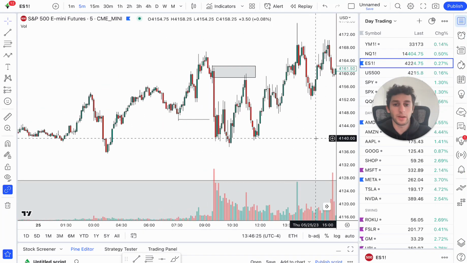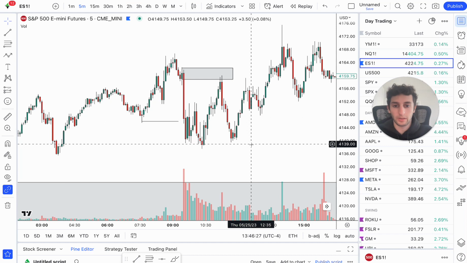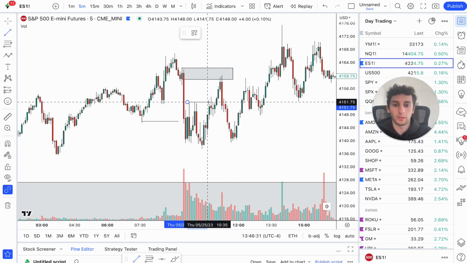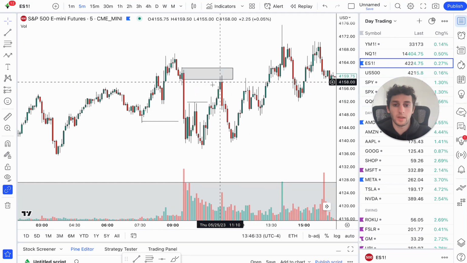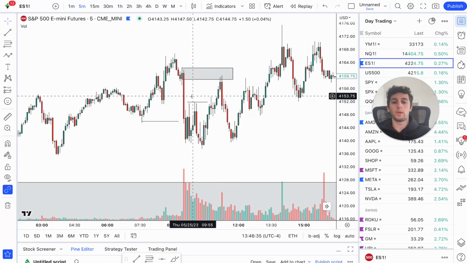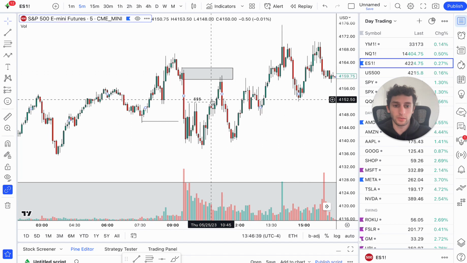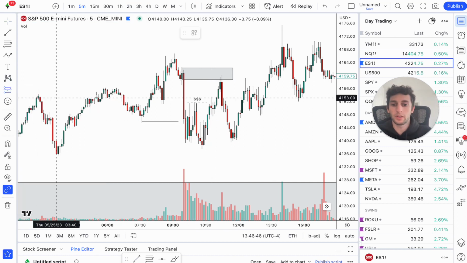And then let's say there's a few different ways we can do this. Let's say we have some liquidity up here. We have a nice little supply zone up here as well. So let's say we decide to get in right at this liquidity break. So right here, 4152.5. So let's say we get in short here.